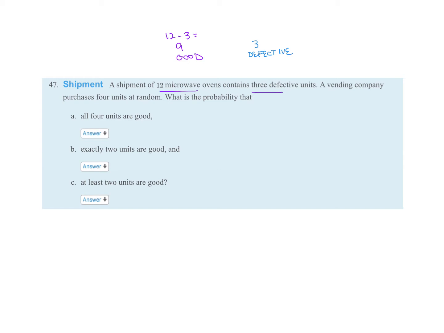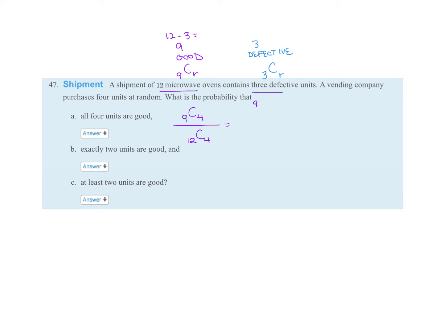So what is the probability that all 4 units are good? We can write 9 choose some r, and for the 3 defective, we can choose 3 choose some r as well. That's our total of 12 units. All 4 units are good, meaning we're going to choose 4 out of these 9 good ones. That's going to be our r value. So we have 9 choose 4, over the total, 12 choose 4.